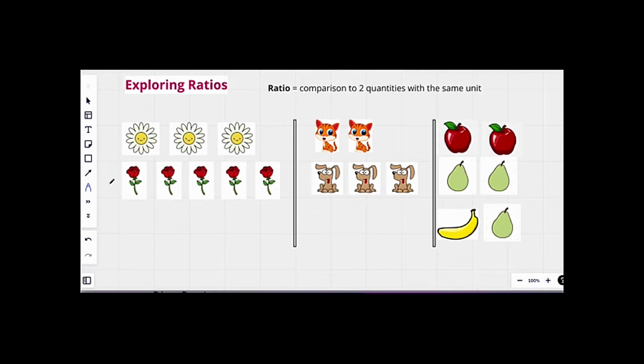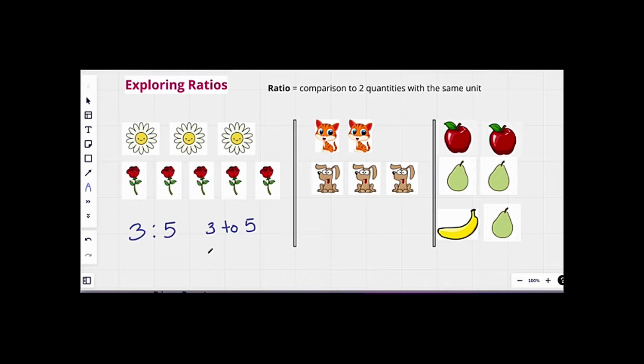So if we want to compare the daisies to the roses, we say, okay, well, how many daisies do we have? Well, let's see, we got 1, 2, 3 daisies. Okay, and how many roses do we have? We got 1, 2, 3, 4, 5 roses. So we write that in a ratio format, 3 to 5, because there are 3 daisies to 5 roses. And that's what we call a part-to-part ratio.